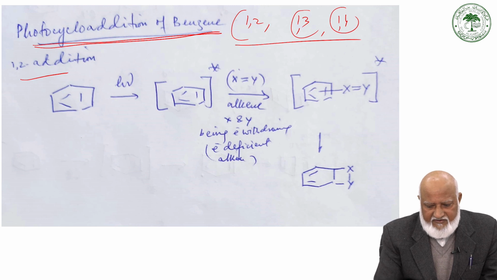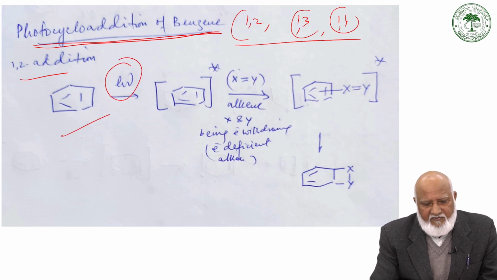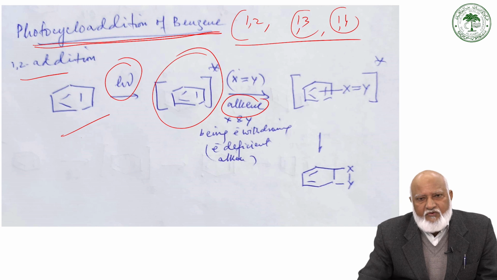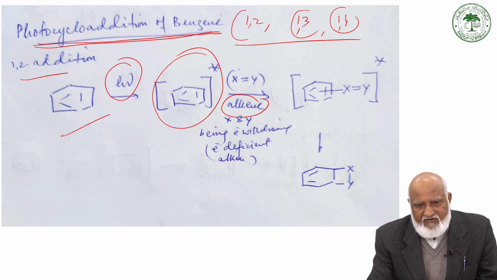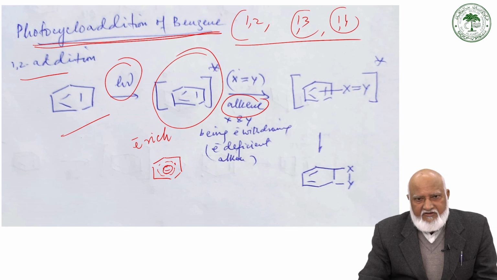First, we see the 1,2 addition, and it is found that benzene under photolytic condition goes to an excited state, and then the excited state of benzene can react with an electron deficient alkene. So this is one of the criteria, because benzene is electron rich, a 6 pi electron sextet circulating all the way in all 6 carbons.